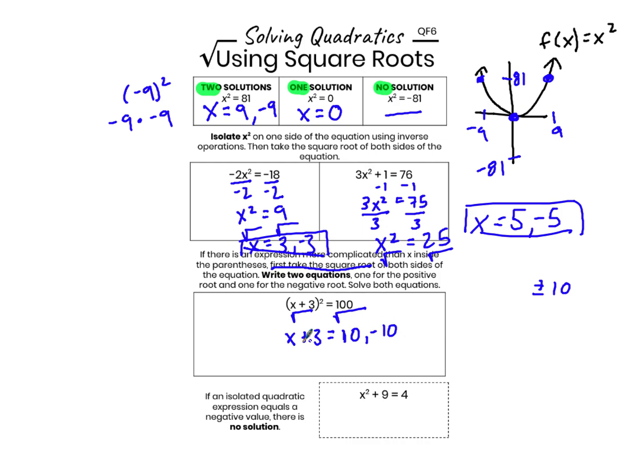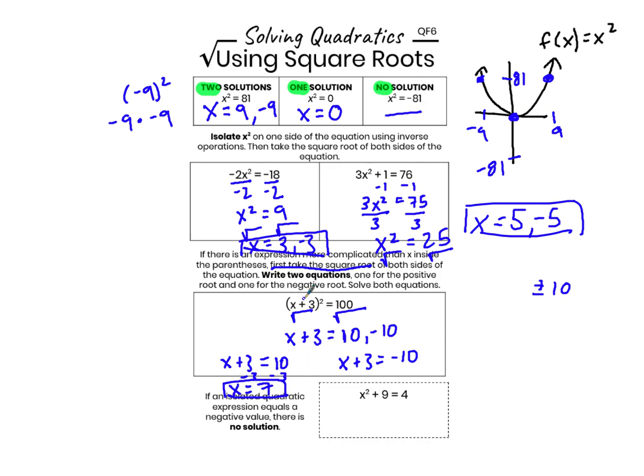There are two different solutions here, but I am not done. I need to write two different equations, one for the positive root and one for the negative root. So I'm going to need to solve both of these equations, x plus 3 equals 10, as well as x plus 3 equals negative 10, one corresponding to the positive square root of 100, one corresponding to the negative square root. Using inverse operations, minus 3, I get my first solution, which is x equals 7.